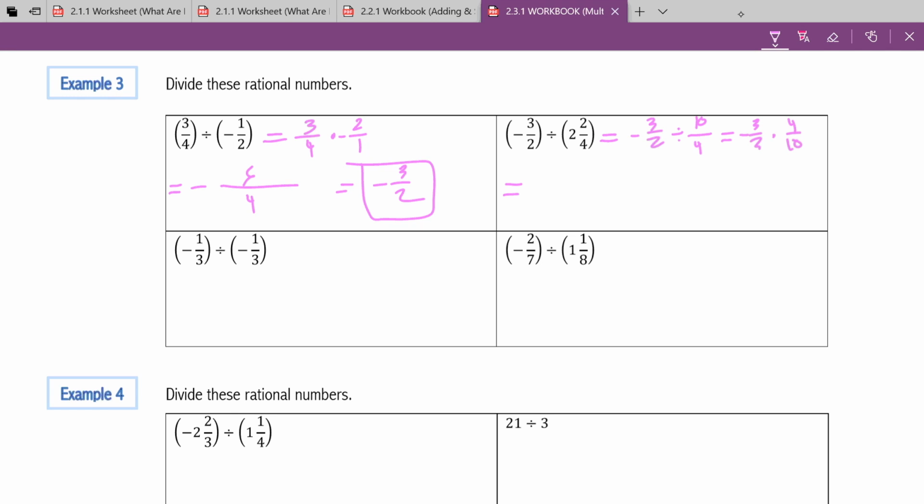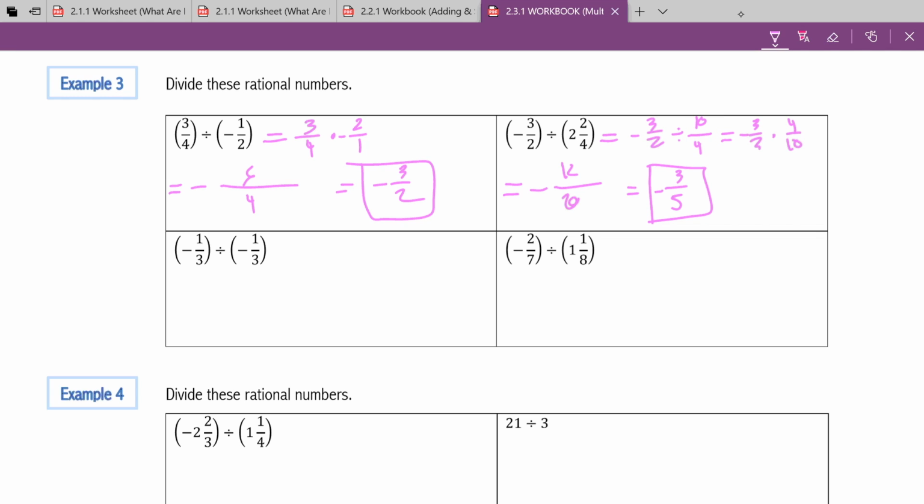All right. So negative times a positive will be negative. Good. 3 times 4 is 12 over 2 times 10 is 20. And that simplifies quite nicely into -3/5, right? Because 4 goes into both 12 and 20. And do note that I could have simplified a couple of ways. I could have simplified that fraction as 5 over 2. That would have made my life a little bit simpler.